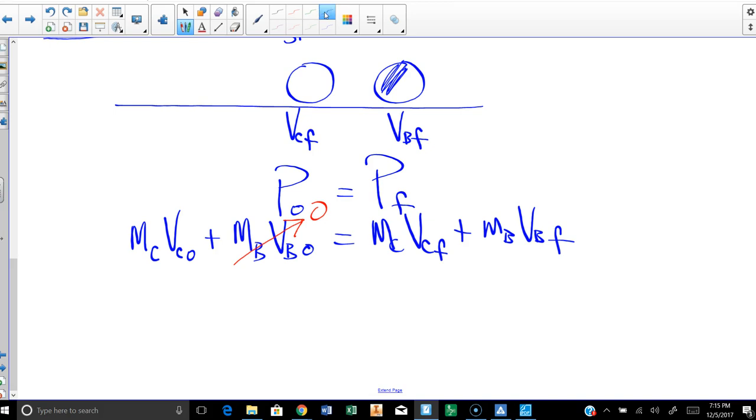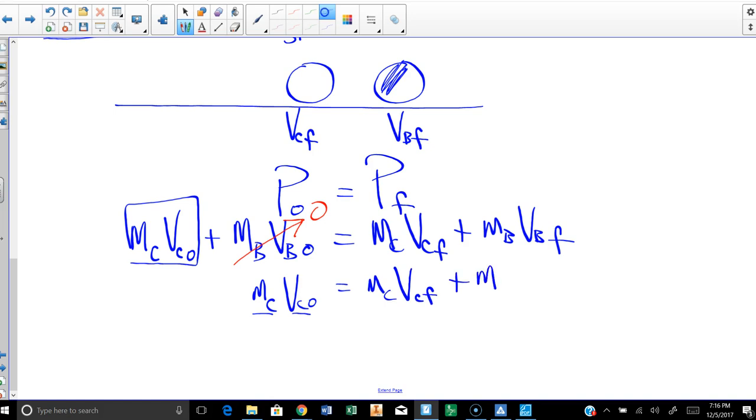So what do I know now? Well, I actually know this number, don't I? So I have the mass of the cue ball and the initial velocity of the cue ball. That's actually a number I could find, because I know the mass and I found that original velocity back in the first part. I know the mass of the cue ball. I don't know the cue ball's final velocity. I know the mass of the other ball, but I don't know its final velocity. So I've got two things I don't know. I may need to go to kinetic energy then in order to solve this.